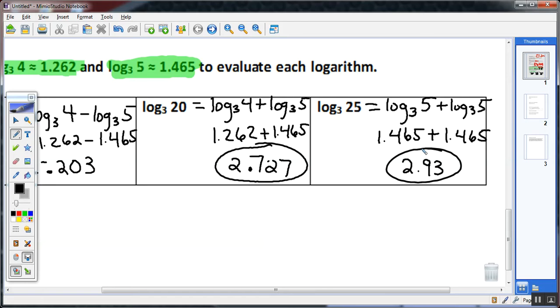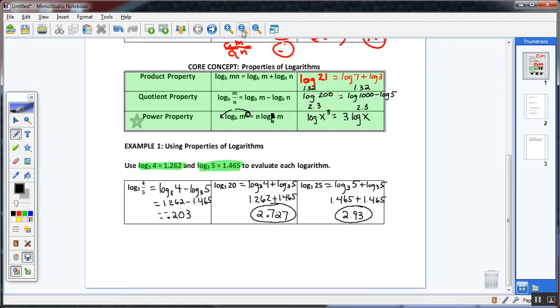Everybody understand those first 3 on example 1? Are we happy with that or okay with that? Okay. Questions so far? All right, here we go.